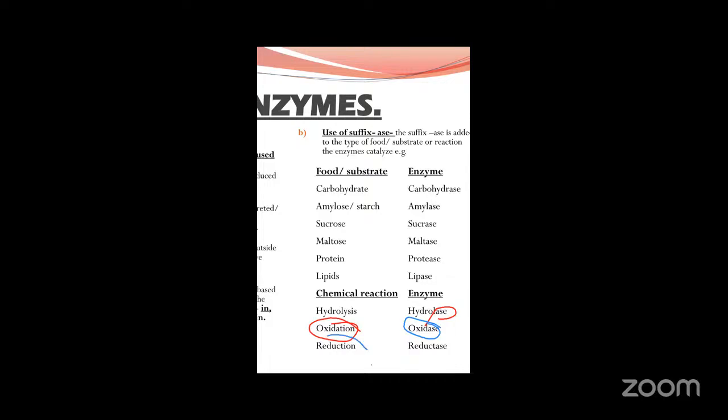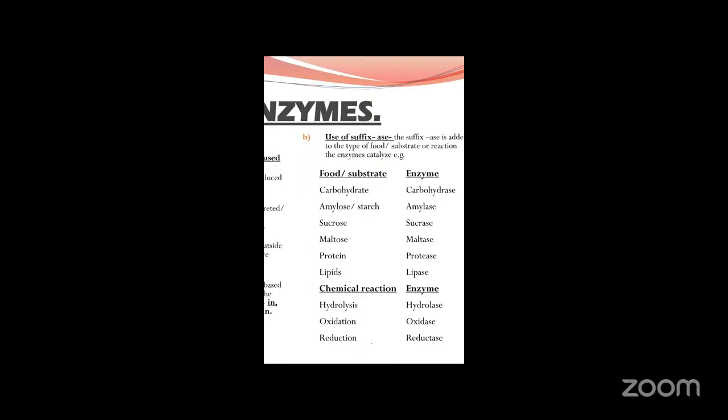If a reaction involves reduction, then the enzyme will be reductase. So you can add the suffix ase either at the end of the food substrate that is being broken down, or at the type of reaction taking place. And that is how enzymes can be named. It all depends on the person naming the enzyme. They can decide to use trivial naming, or they can use the suffix ase at the end of the food substance being broken down, or the type of reaction taking place.